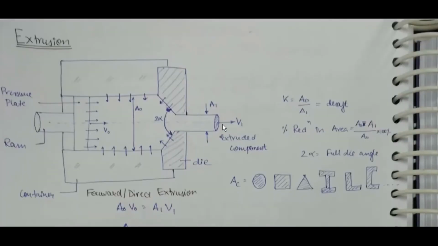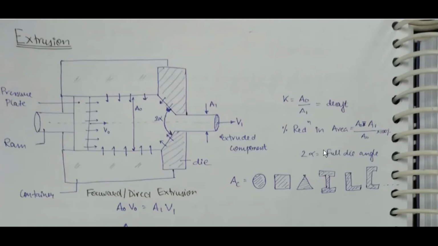Extrusion, force is applied like this. This is the ram, pressure plate, container, die. This is the die. Forward or direct extrusion: if we apply force here, we will extract here. K is equal to A0 by A1 is equal to draft. The percentage reduction in area is equal to (A0 minus A1) by A0 into 100%.